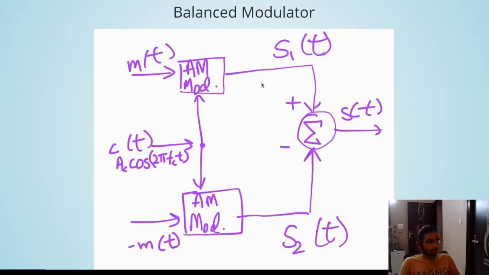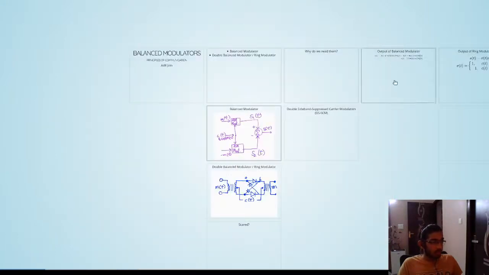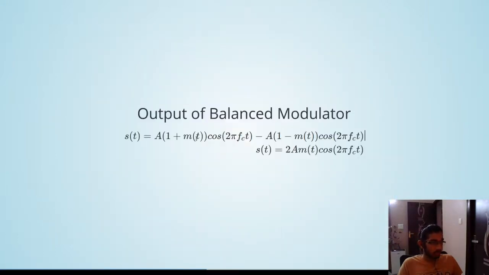So this is how a balance modulator looks. Let's try to understand its functioning. We have a modulating signal which is being modulated by a carrier wave, and the negative of the modulating signal which is again being modulated by the carrier signal. Then these two signals are added, and the negative of this particular signal is added to get the output signal. What would this mean mathematically, and why is this called balanced? We'll look into that a little later.